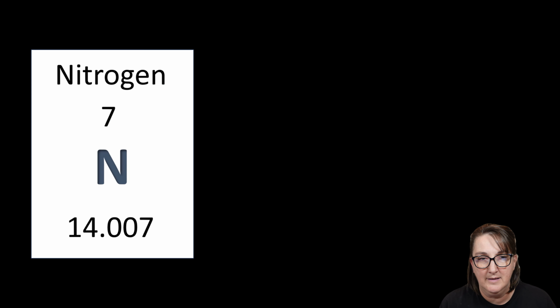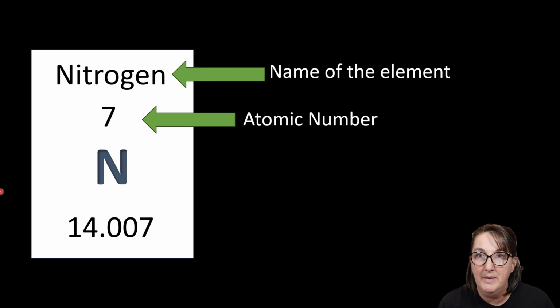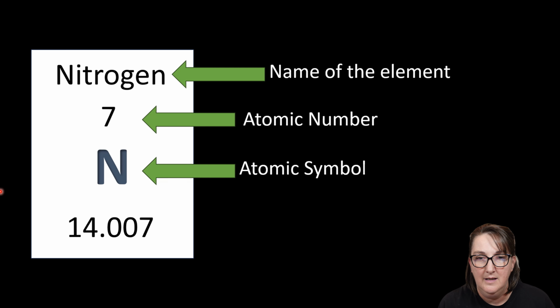So let's look at this box. I have a nitrogen box, and this is kind of similar to what you're going to see on a periodic table. This is the name of the element, and it's going to be spelled out. This is the atomic number. This tells you how many protons or electrons it has in a neutral atom. This is your atomic symbol, and this is universal. This is going to be a very specific type of symbol.